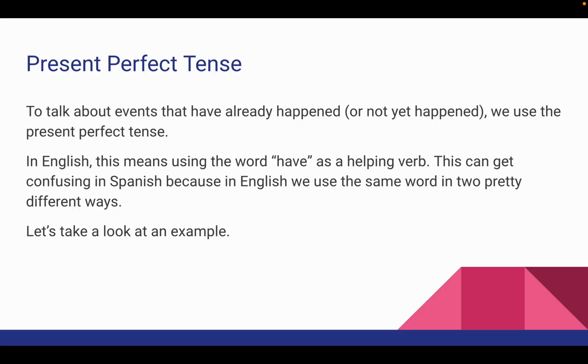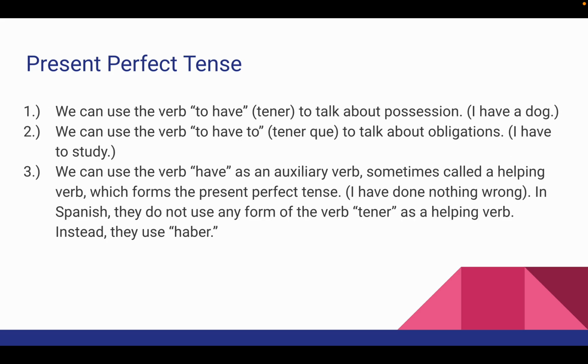To talk about events that have already happened or not yet happened, we use the present perfect tense. In English, this means using the word have as a helping verb. This can get confusing in Spanish because in English we use the same word in two pretty different ways. So, we're going to take a look at an example.